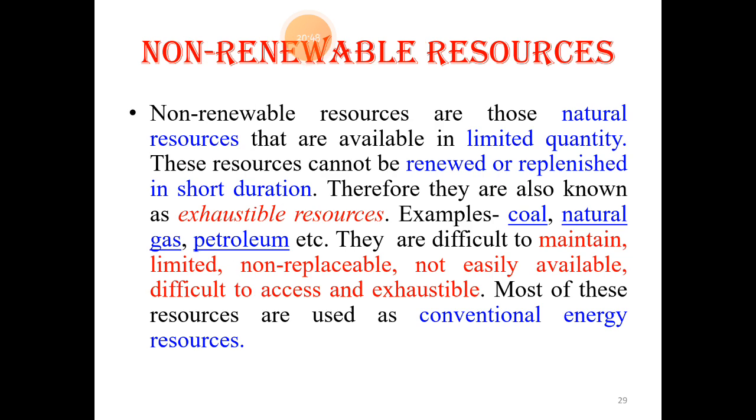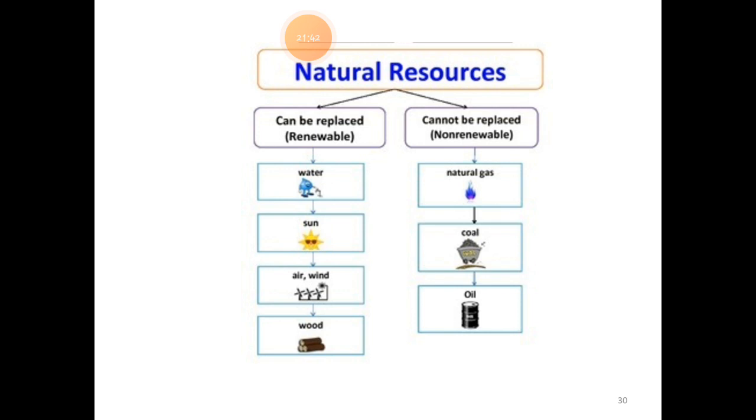Non-renewable resources of energy are those natural resources which are available in limited quantity. They cannot be renewed or replenished in a short duration. Therefore, they are also known as exhaustible energy resources. Examples: coal, natural gas, petroleum, etc. They are very difficult to maintain, they are limited, non-replaceable, not easily available, difficult to access, and exhaustible. Most of these energy resources are called conventional energy resources because they have been utilized by man since ages. Here is a depiction of the energy resources of both types, renewable and non-renewable.